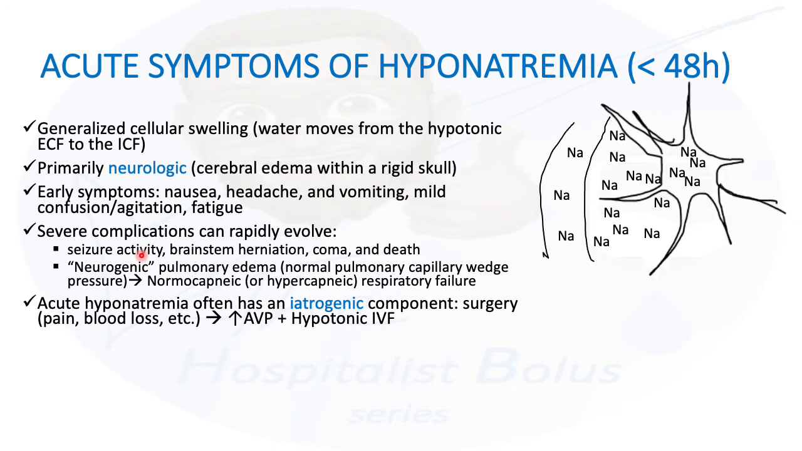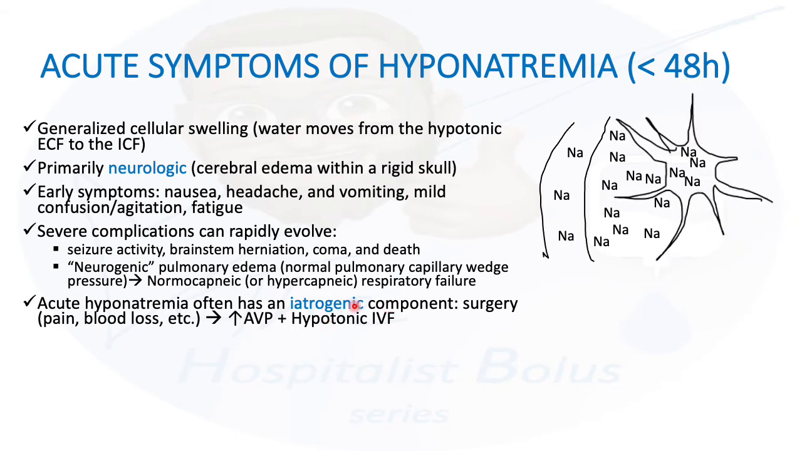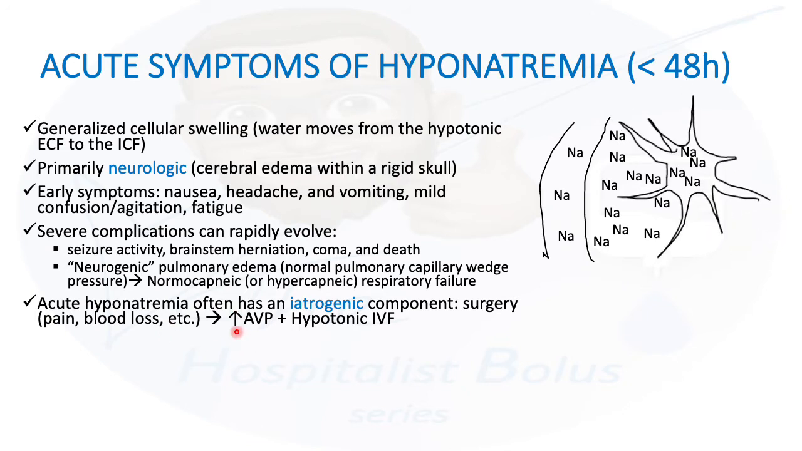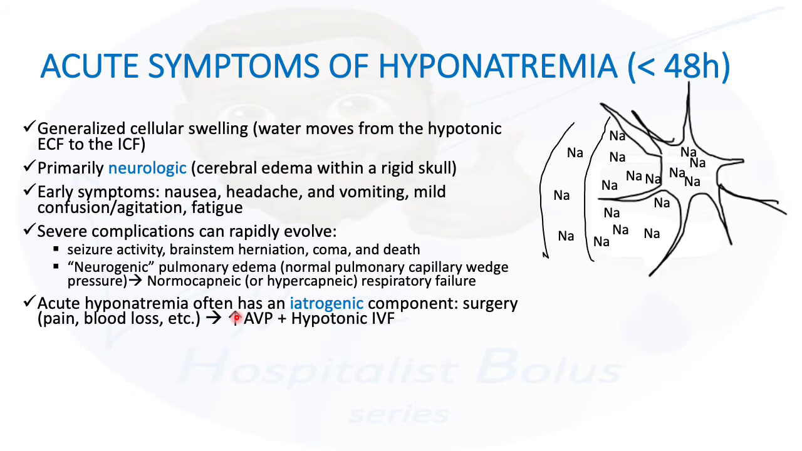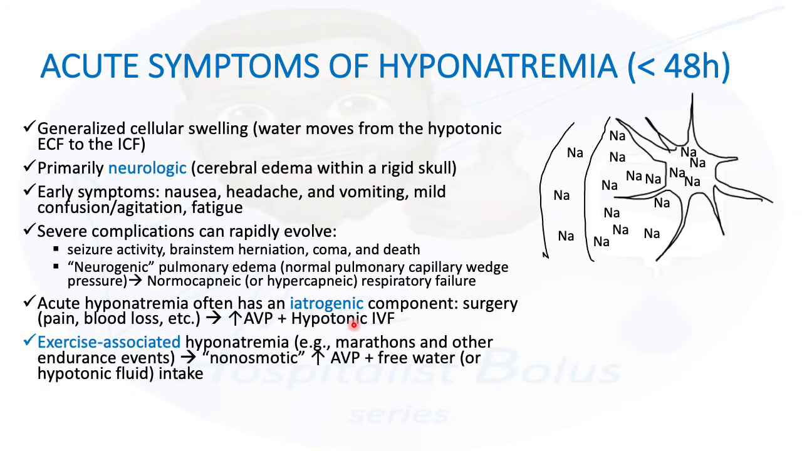Another situation where acute hyponatremia can happen is after surgery, which is called iatrogenic hyponatremia. Patients with surgery sometimes have associated pain, blood loss, hypovolemia, and many other factors that can stimulate the production of ADH or AVP. We'll talk about that in a few minutes. And in addition, if the patient is given hypotonic fluids, that can rapidly lead to the development of hyponatremia.